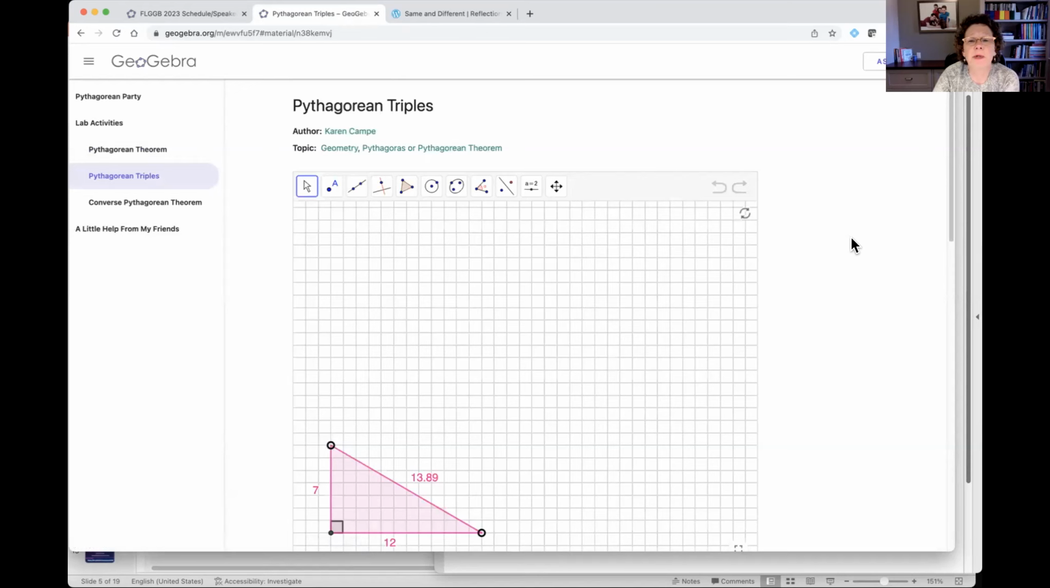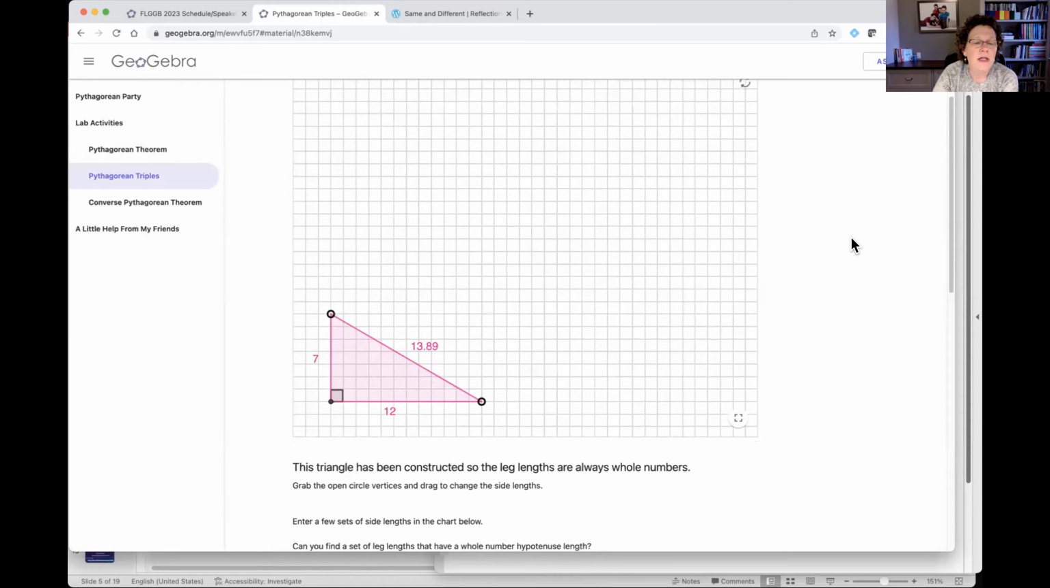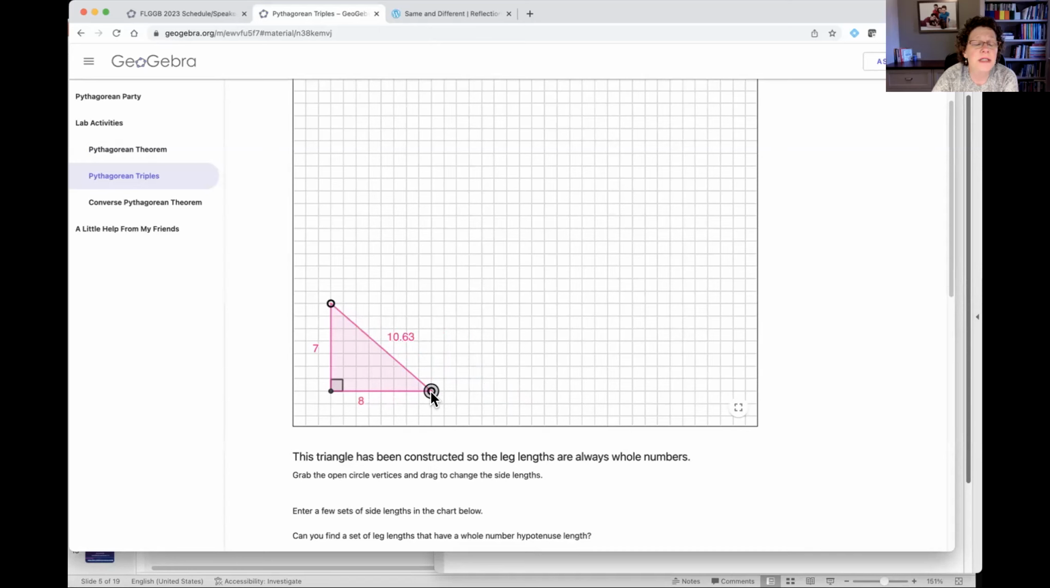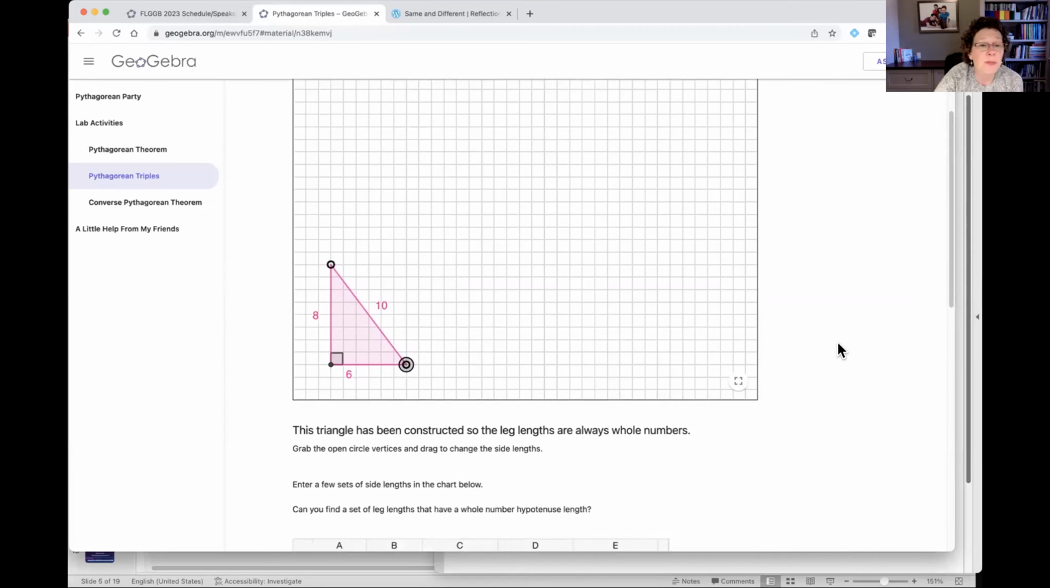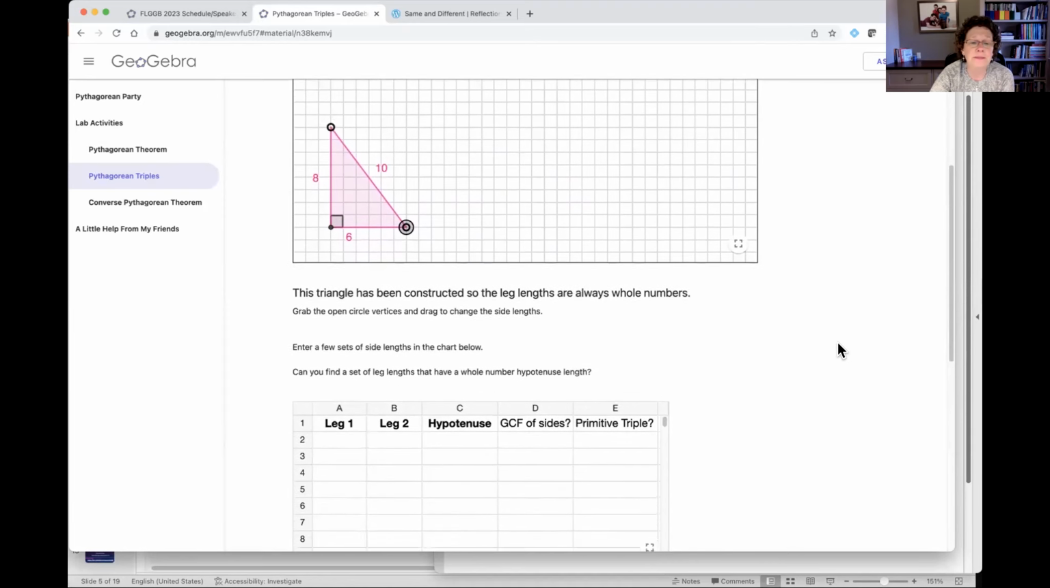This is Pythagorean triples. In this activity, the triangle has been constructed so that the side lengths are always whole numbers. You can grab the open circle vertices and drag to change the side lengths. With students just playing around, they might find themselves in a situation where they have created a Pythagorean triple, a set of side lengths that has a whole number hypotenuse length.